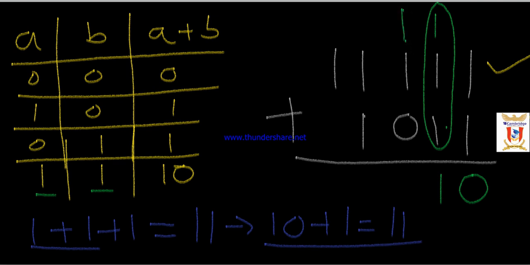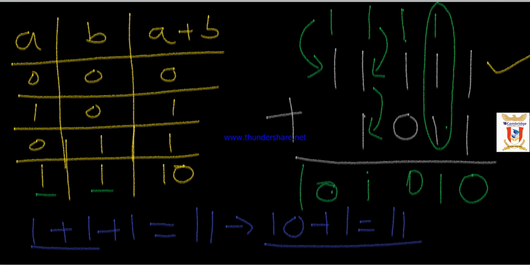Now again, 1 plus 1, 10. 10 plus 0, 10. Carry forward. 1 plus 1, 10, and 10 plus 1, 11. Again carry forward. 1 plus 1 will be 10. So this is how binary addition works.